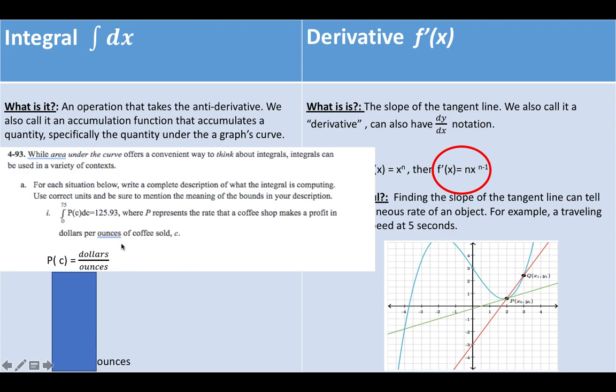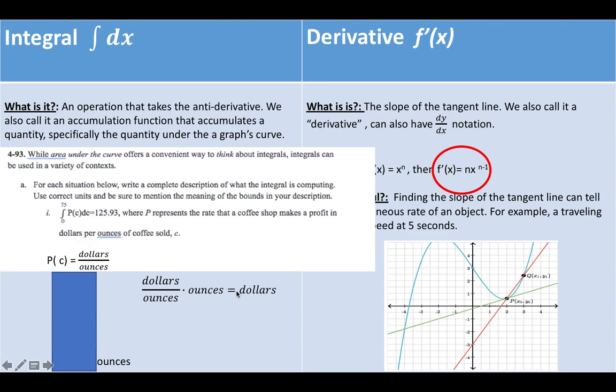Like that, see? My height, or my y, is dollars per ounce, and my x-axis is ounces. Now to find the area of a rectangle, all you do is base times height. So if I do base times height, or height times base, either one, what we notice is the ounces will cancel out and give us the total that's accumulated, which in this scenario is dollars.